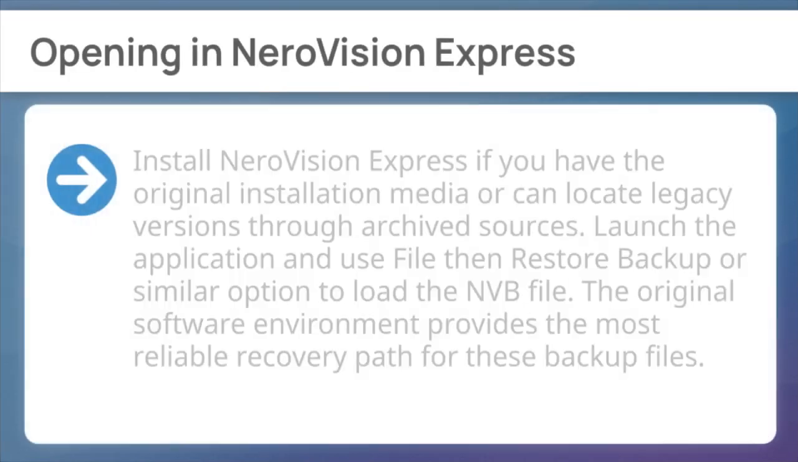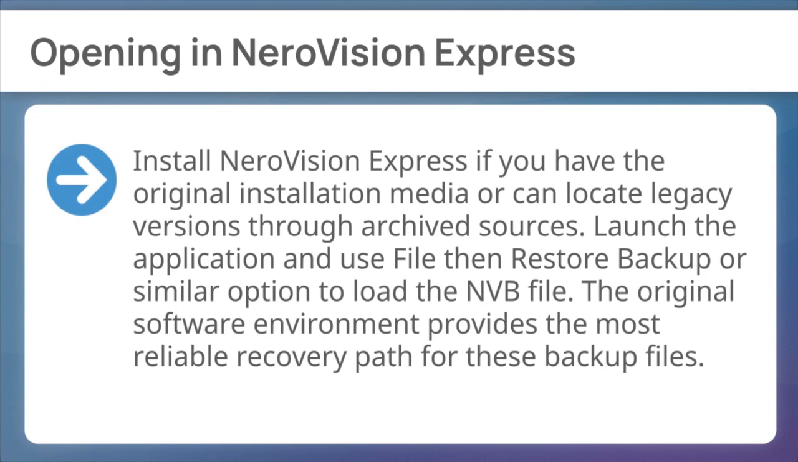First, opening in NeroVision Express. Install NeroVision Express if you have the original installation media or can locate legacy versions through archived sources. Launch the application and use File, then Restore Backup, or similar option to load the NVB file. The original software environment provides the most reliable recovery path for these backup files.